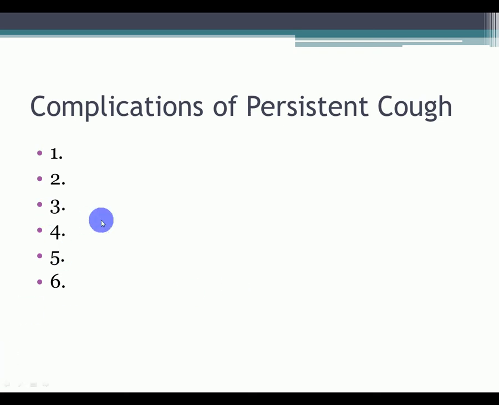So number 3, vomiting. Number 4, and this one's my favorite, urinary incontinence. Of course, I can do that without coughing. And number 5, rib or muscle trauma. You can actually pull some muscles because of coughing. And finally, fainting. People have coughed till they have fainted. So we have insomnia, exhaustion, vomiting, urinary incontinence, rib or muscle trauma, and fainting.